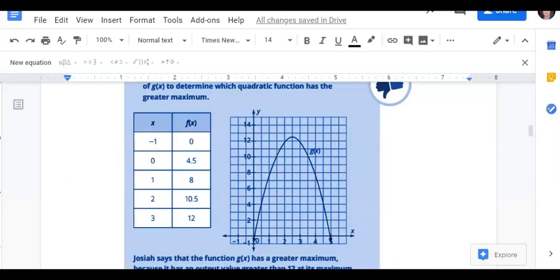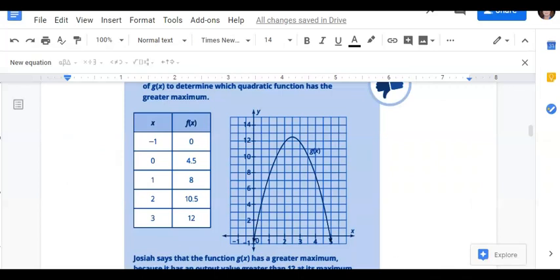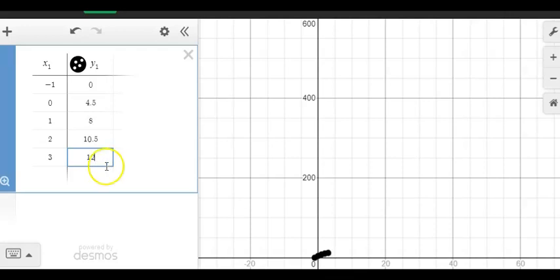And 8, 10.5. And then finally, what's the last one? 12. Okay, so let's put a 12. All right, so what I'm going to do is go into this next column.